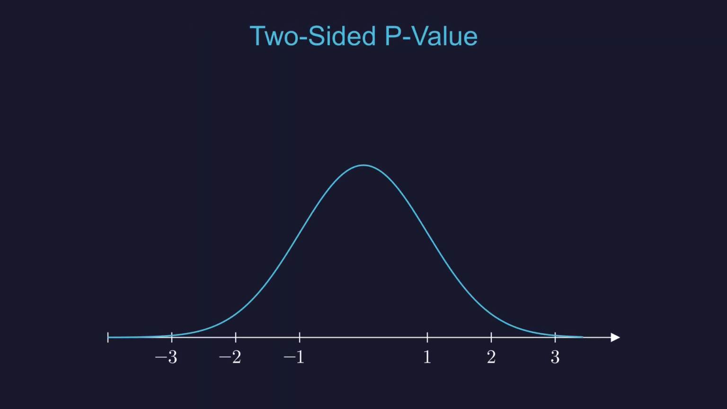For a two-sided test, the p-value accounts for extreme results in both directions. We shade both tails of the distribution. The area above z equals 3 and the area below z equals -3. The two-sided p-value is simply double the one-sided value. 2 times 0.0013 equals 0.0026. This is still very small, providing strong evidence against H naught.